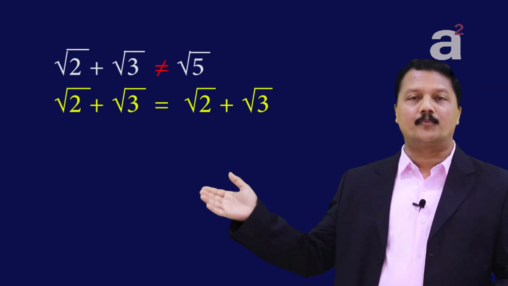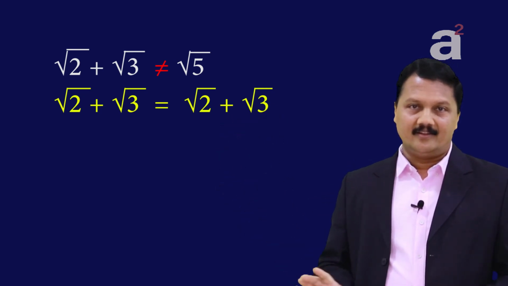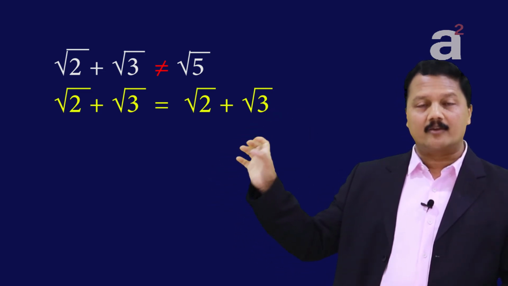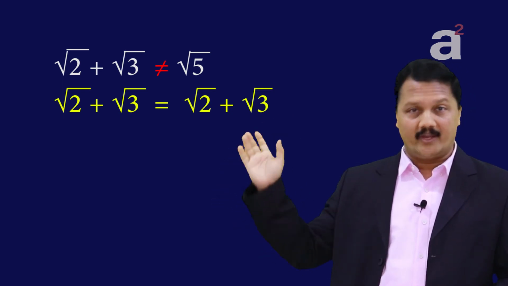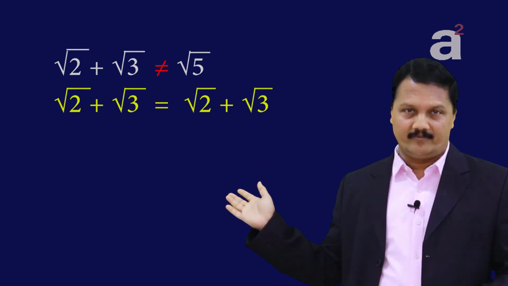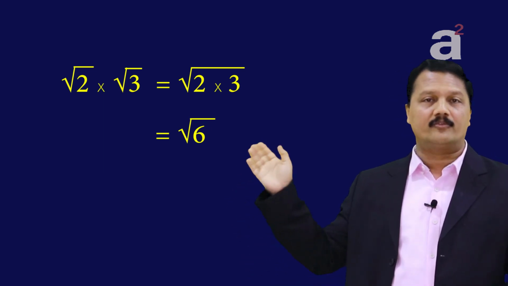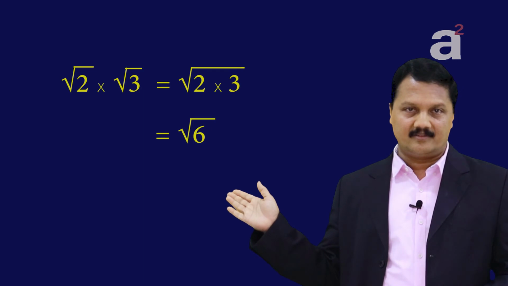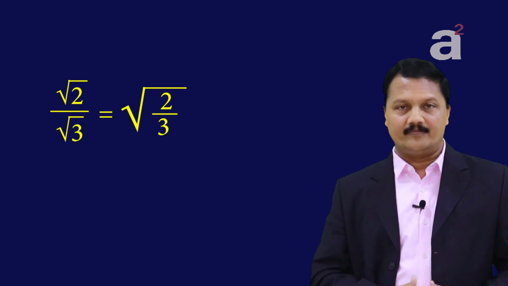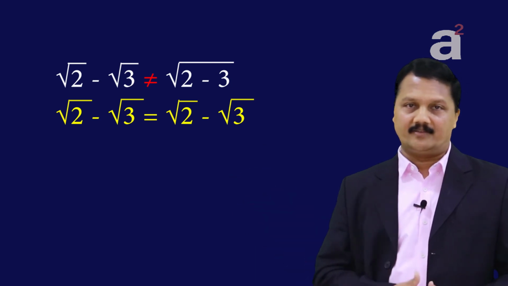Can we write root 2 plus root 3 is equal to root 5? No, it's not. It stays like that. You can add only 2 root 2 plus 3 root 2. If the number inside root or variable inside root is same, you can add it. But root 2 plus root 3 is not equal to root 5. But root 2 times root 3 can be multiplied. That is square root of 2 times 3, square root of 6. And root 2 divided by root 3 is equal to root of 2 over 3. But root 2 minus root 3 is not equal to root of 2 minus 3.